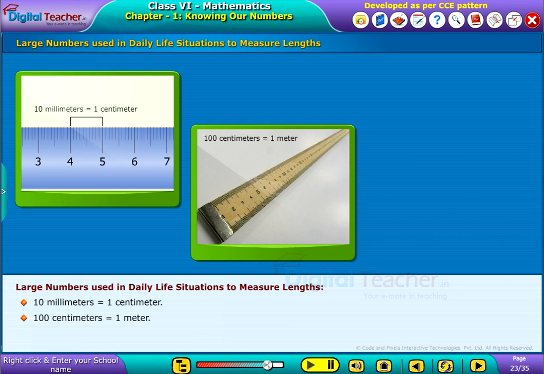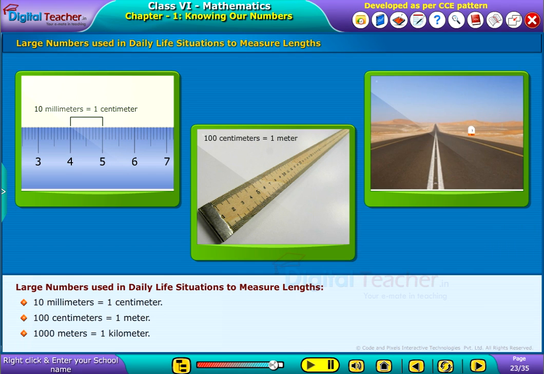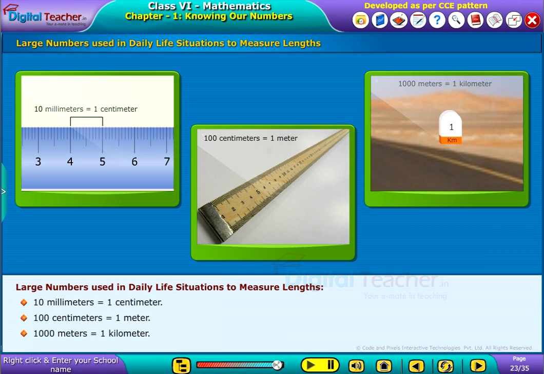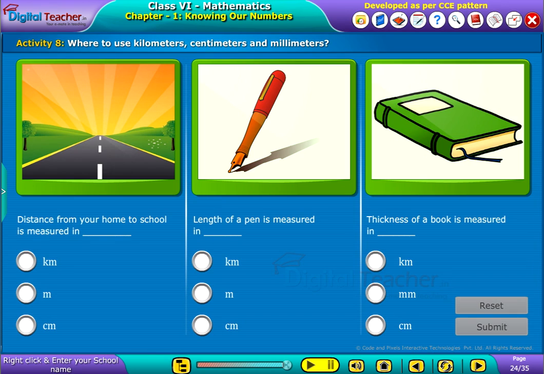100 centimeters is equal to 1 meter. 1000 meters is equal to 1 kilometer. By this, we can convert and use as per our requirement. Let us see where to use kilometers, centimeters, and millimeters. Click the appropriate options for the following blanks.